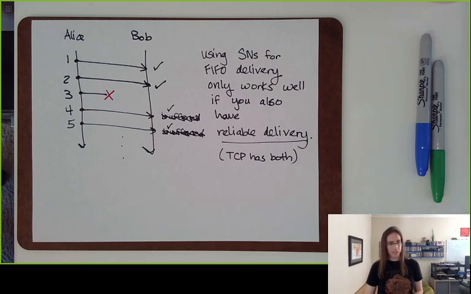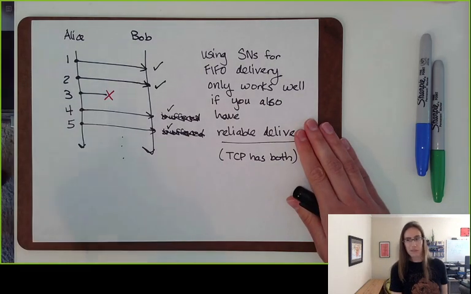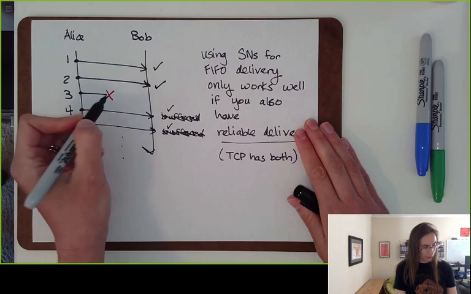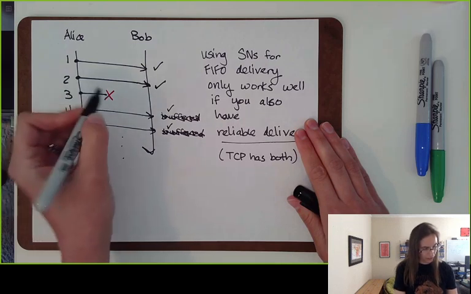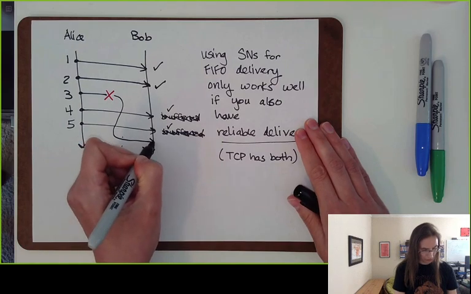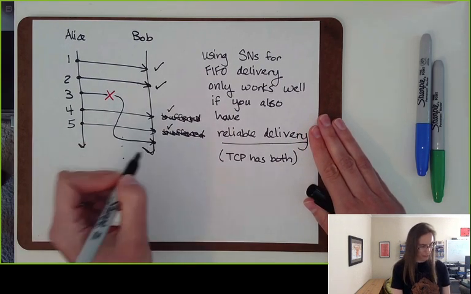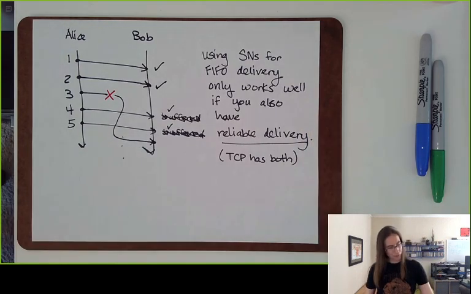Yeah, exactly. So maybe message 3 wasn't lost, right? We talked about this on day 1 of class. You don't have any way of knowing if a message is lost or just delayed for a really long time. So what if message 3 actually showed up later? Well, then Bob's going to have to make a choice, right? He already delivered messages 1, 2, 4, and 5. What is he going to do?